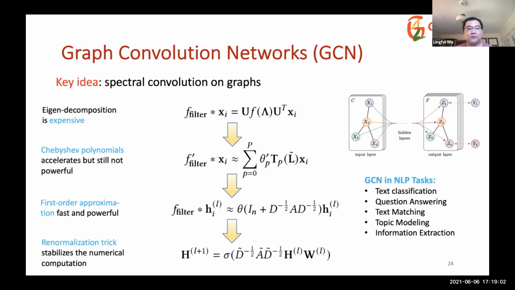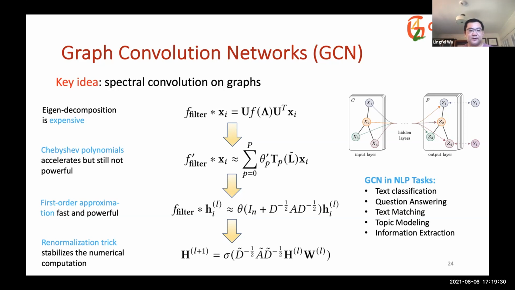So later people proposed to use a Chebyshev polynomial to accelerate this process. It showed promising results, but was not powerful enough. So in the graph convolutional neural network paper, they derived a first order approximation, essentially leveraging the Taylor expansion and only keeping the first order information. Although it's a rough approximation, it has been shown to be fast and powerful.